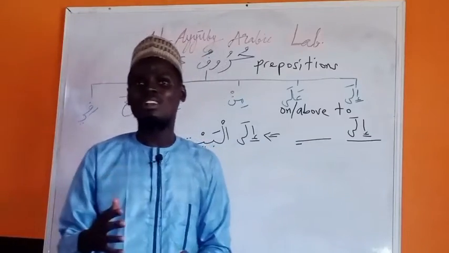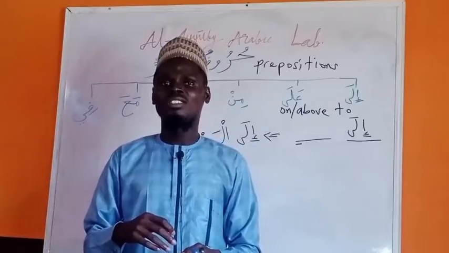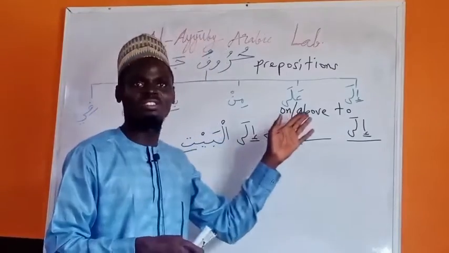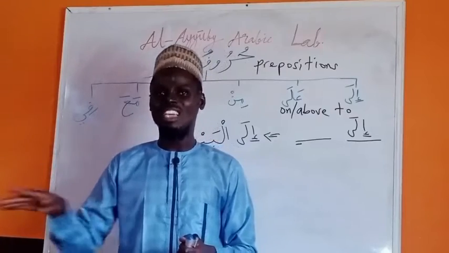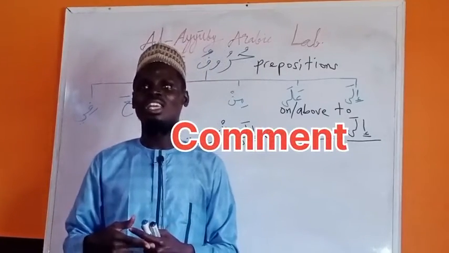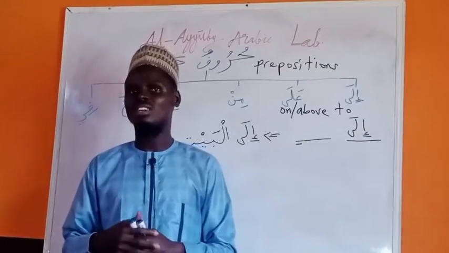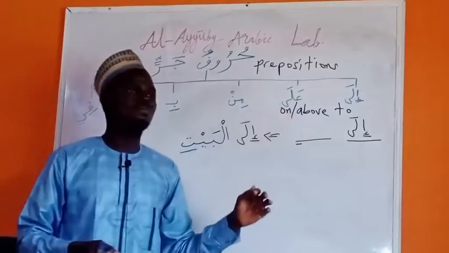Likewise, when you're talking about a particular discussion or idea, you can use ala for it. You can say alal amri, on the issue. You can use it for context as well, if you regard it as something that has a surface. Okay, that's the use of ala.